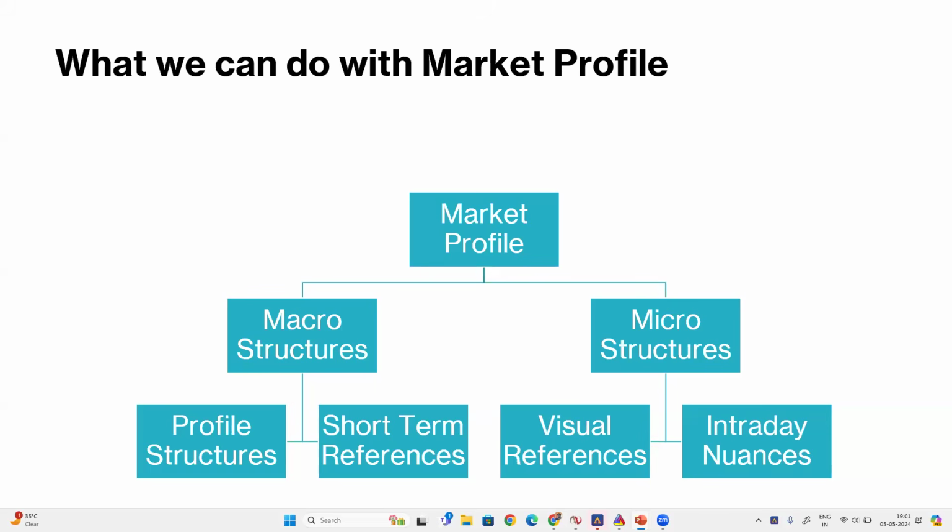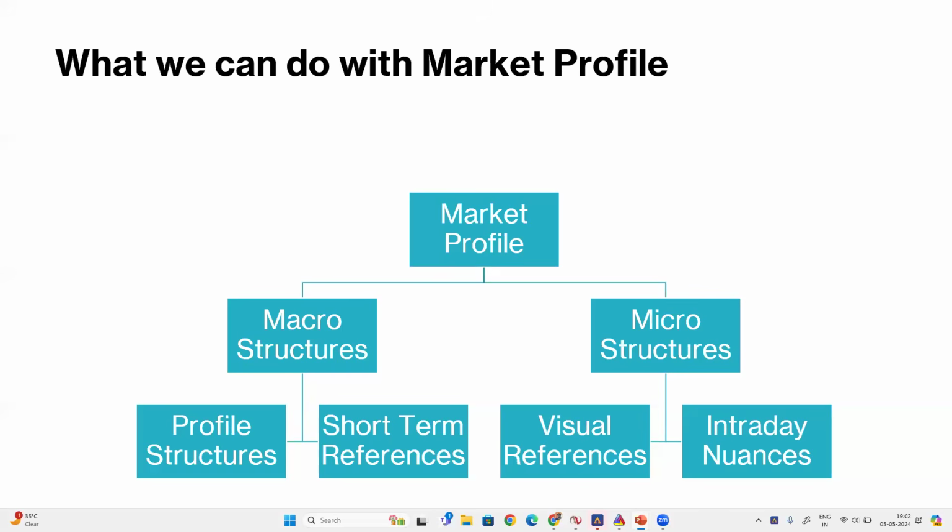I don't need to track what FIIs and DIIs are doing, because they are doing something on a daily basis. They might be buying thousands of crores, they might be selling. But at a very core level, what are intraday traders and short-term traders trying to do? Where is the intraday smart money coming in, where is the short-term smart money coming in, and how can I make use of that information? That is what microstructures are all about.